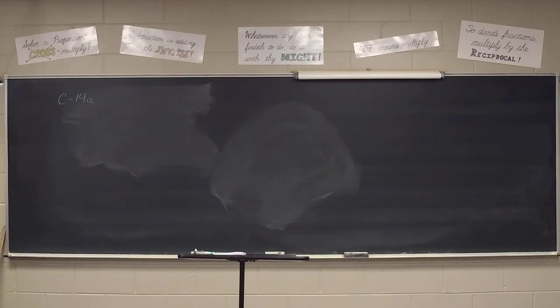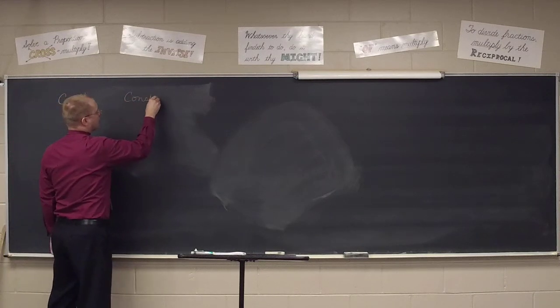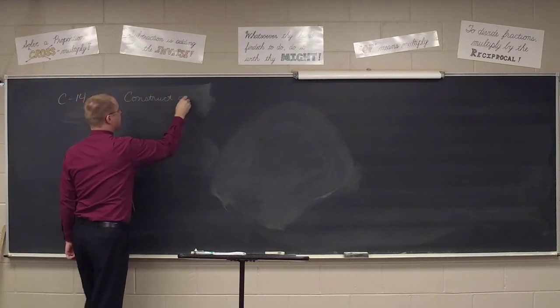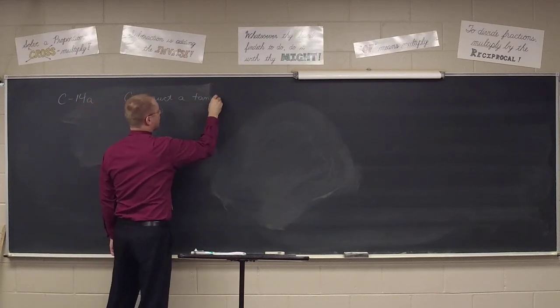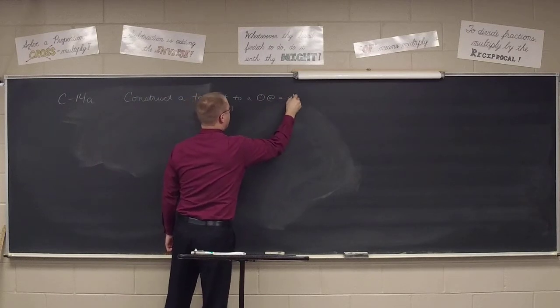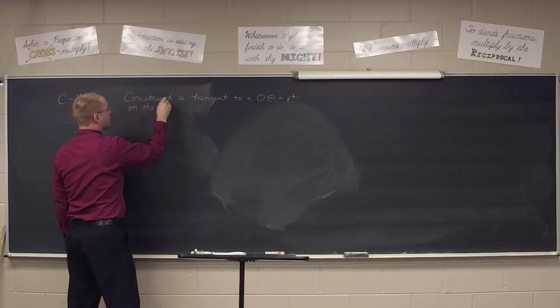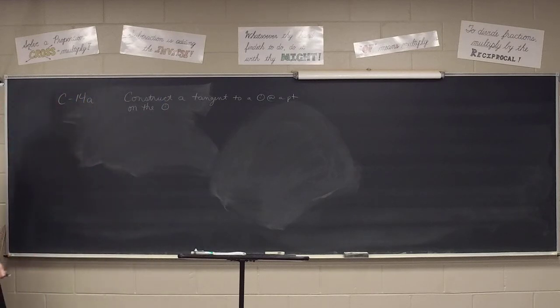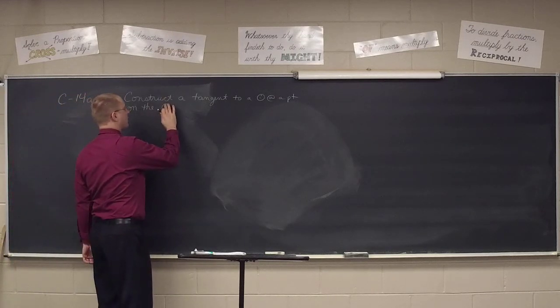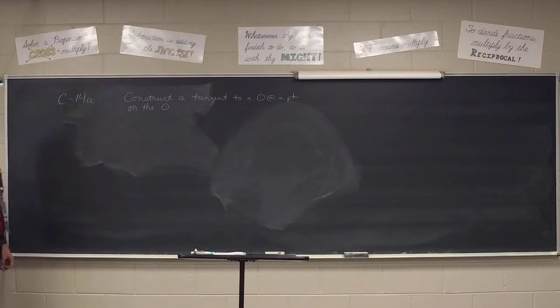Construction 14A is to construct a tangent to a circle at a point on the circle. Construct a tangent to a circle at a point on the circle. I'm not OCD or anything.